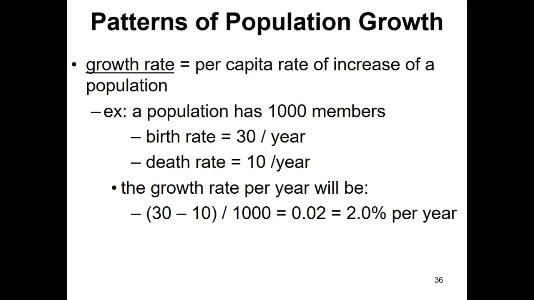The growth rate of a population is the per capita rate of increase of a population. So if you have a population that has, say, 1,000 individuals, and you have 30 births per year and 10 deaths per year, then you would figure out the growth rate by taking 30 minus 10, which gives you 20, divide that by the 1,000 that you already have, and that would give you a 2% increase in the population per year.